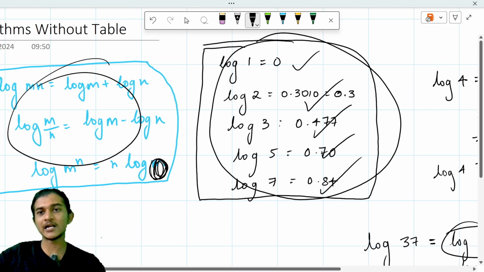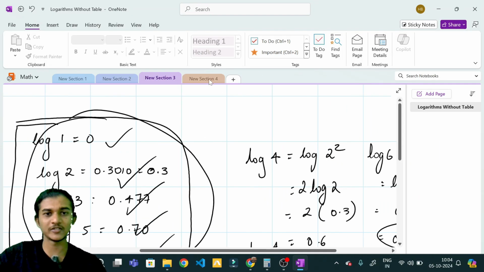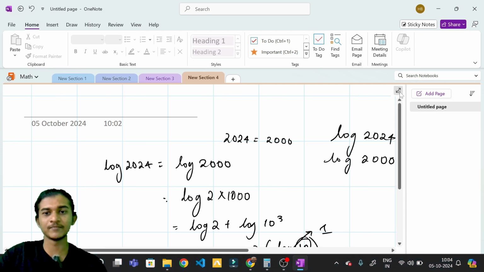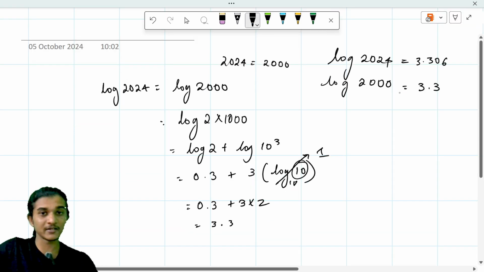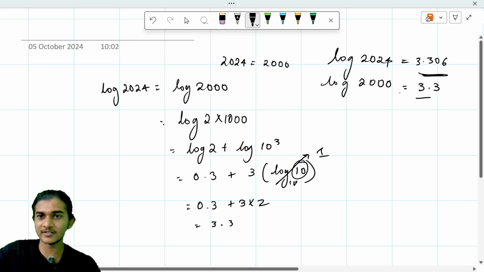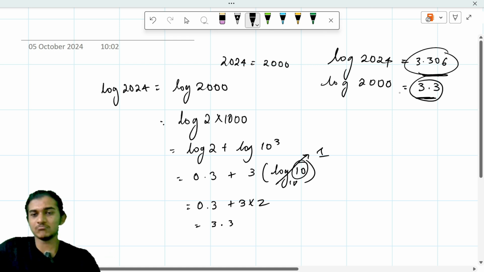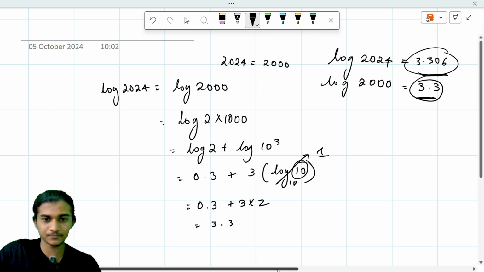You'll be able to solve any kind of logarithmic problems without using any sort of table, with a high amount of accuracy. Not totally accurate, but towards accurate. I mean, you can see here it's 0.306, and here it is 0.3. We got this without a table, and this is using a table or a calculator. Now, how good? So, approximately true.